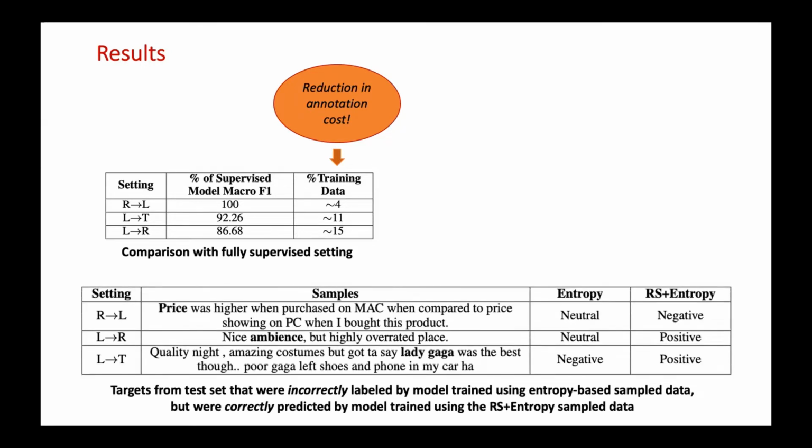I've also presented here a few qualitative examples. This basically shows targets from the test set that were incorrectly labeled by a model which was trained based only on the entropy-based sampling. But when we moved to our sampling strategy, the model was able to then correctly predict those particular target spans.